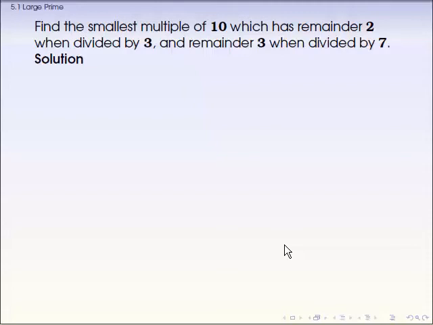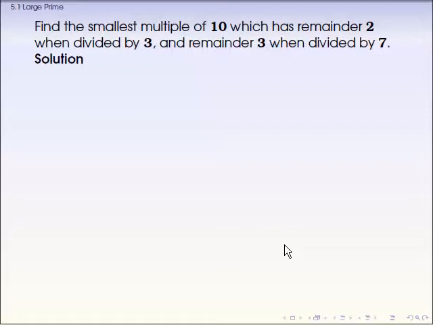Okay, let's look at an example about the Chinese remainder theorem. The question is, we're looking for a number which satisfies the following conditions. It's the smallest multiple of 10, which has remainder 2 when we divide it by 3, and remainder 3 when we divide it by 7.